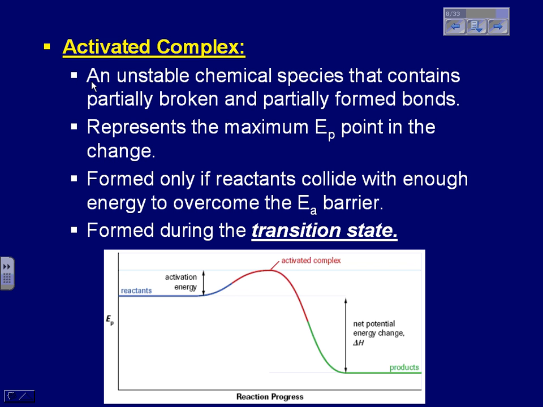I talked about the activated complex. It exists right at the peak. It's an unstable chemical entity that contains partially broken bonds and partially formed bonds. It represents the highest potential energy. It's like stretching an elastic band and wondering if it's going to break. It's very, very unstable. It's a very high energy entity, formed only if the reactants collide with enough energy to overcome that activation energy barrier. Another term we're introducing here is the transition state, not necessarily solid, liquid, or gas, but that mixture complex. Right in that peak area, we say it's the transition state.